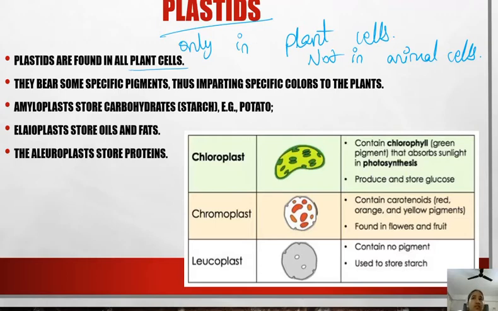Amyloplasts store carbohydrates, starch, for example potato. Elaioplasts store oils and fats. The aleuroplasts store proteins. There are some different plastids, but basically three major ones: the chloroplast, chromoplast, and leucoplast, based on the colors. Chloroplasts contain chlorophyll, a green pigment that absorbs sunlight in photosynthesis, to produce and store glucose.